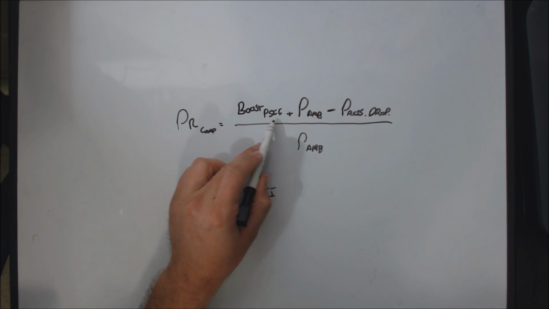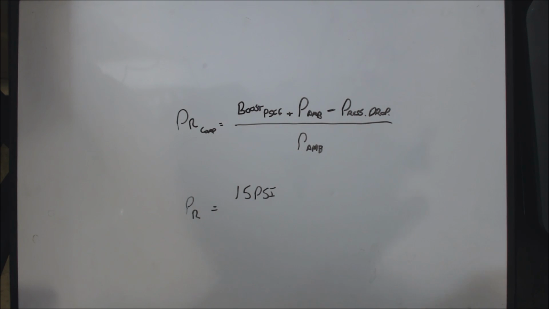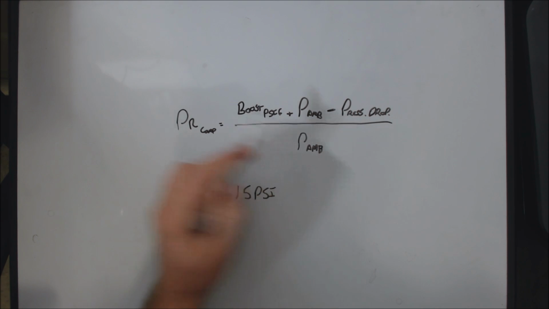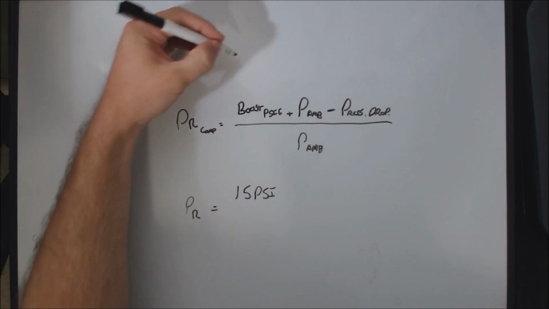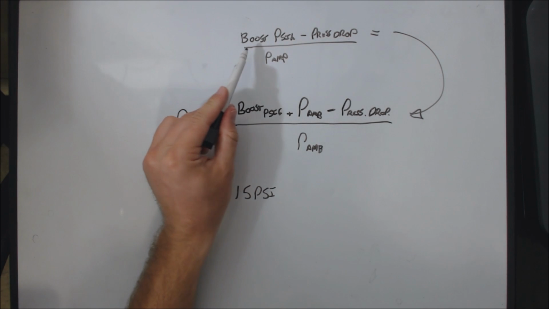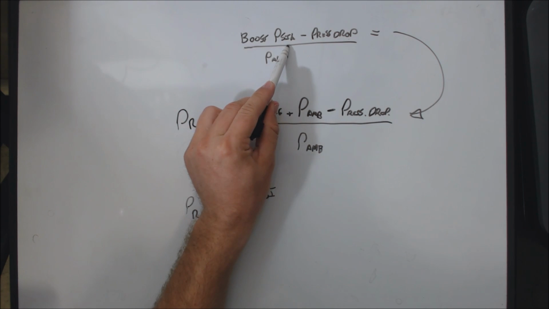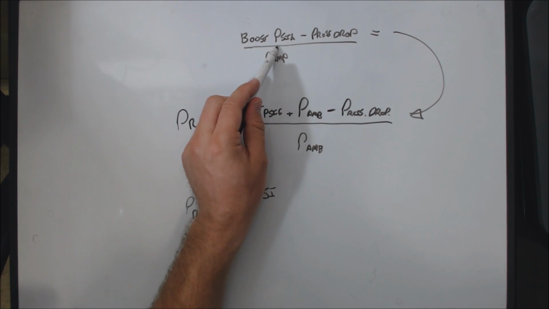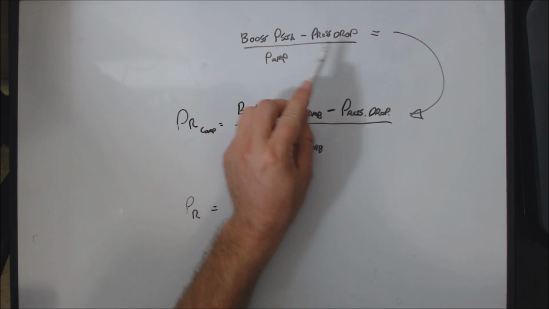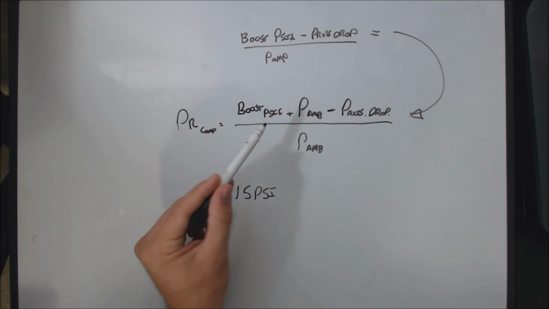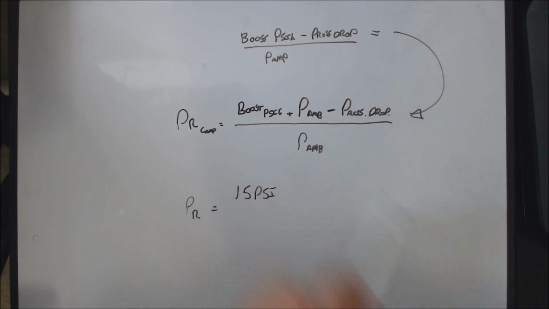And notice this is PSIG, or the PSI that you would see on a gauge. This boost does not count ambient pressure. So I could rewrite this to say, in other words, this equation is saying boost PSIA, which means that the PSI accounts for the ambient pressure. That would be 15 pounds of boost plus the ambient pressure minus the pressure drop of the components, divided by the ambient pressure, where this PSIG does not account for ambient pressure.